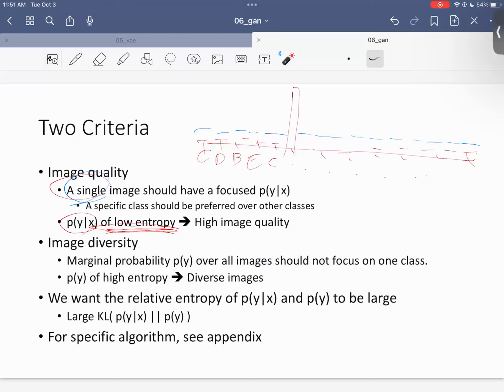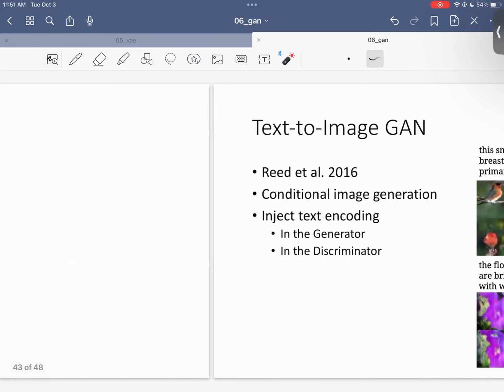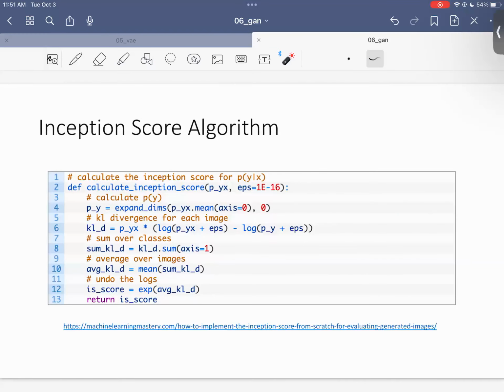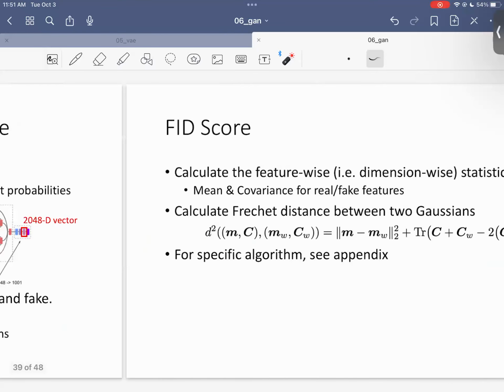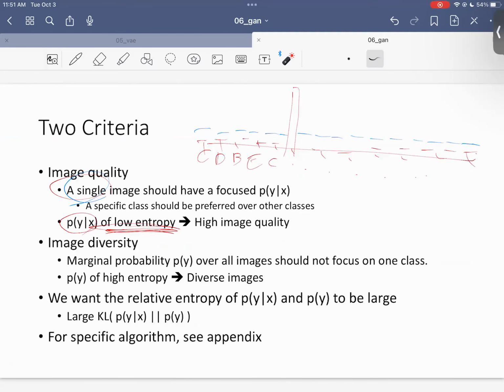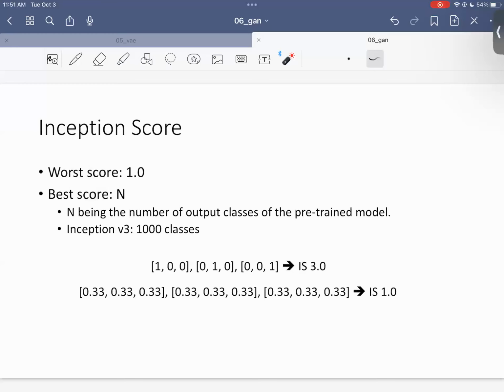For the specific algorithm, there's a specific algorithm all the way here, so if you're interested, you can look it up. So that was the Inception score. The worst Inception score you can get is 1.0, and the best score you can get is n, the number of output classes. If you're using Inception version 3, which has 1,000 classes, the best score is 1,000.